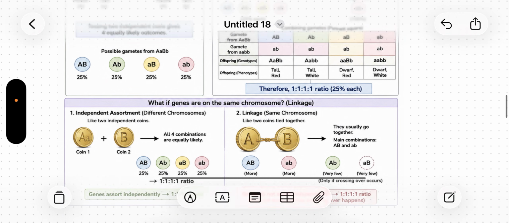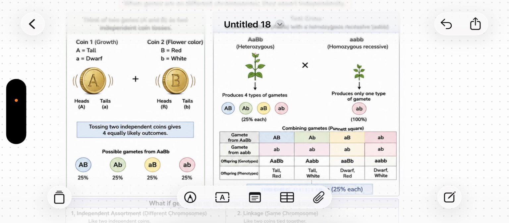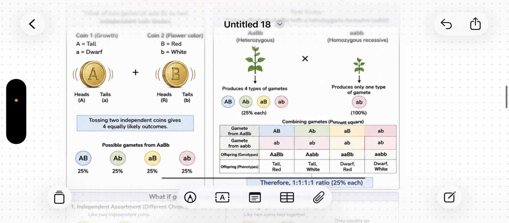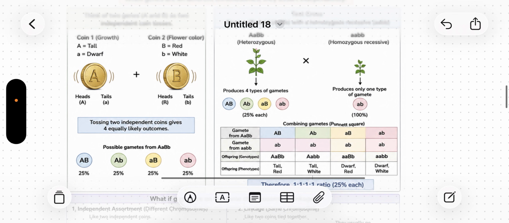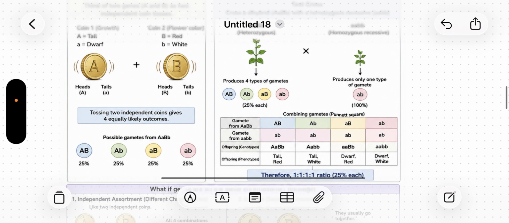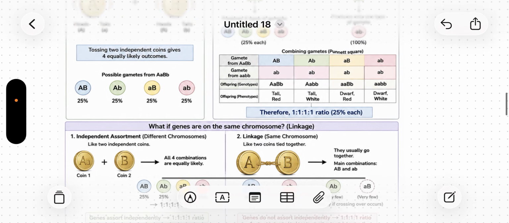From this we can understand that the four types of combinations that we get from these coins are possible when one allele doesn't affect the outcome of the other allele. So this is called independent assortment. The law of independent assortment says that one allele doesn't affect the other allele during segregation in meiosis 2.